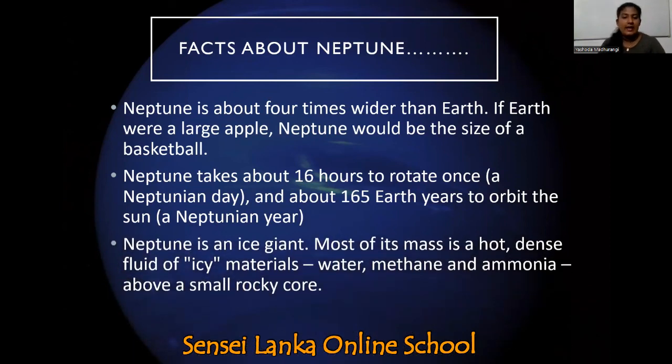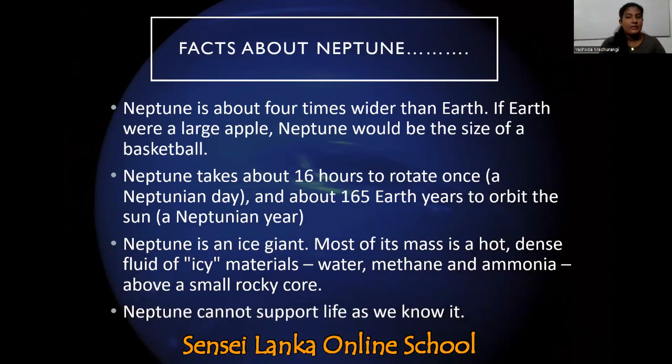Neptune is an ice giant. So I explained it earlier. Neptune cannot support life as we know it. Neptune cannot support life. Why? It is very cold, too far from the sun. No good atmosphere, no other resources.